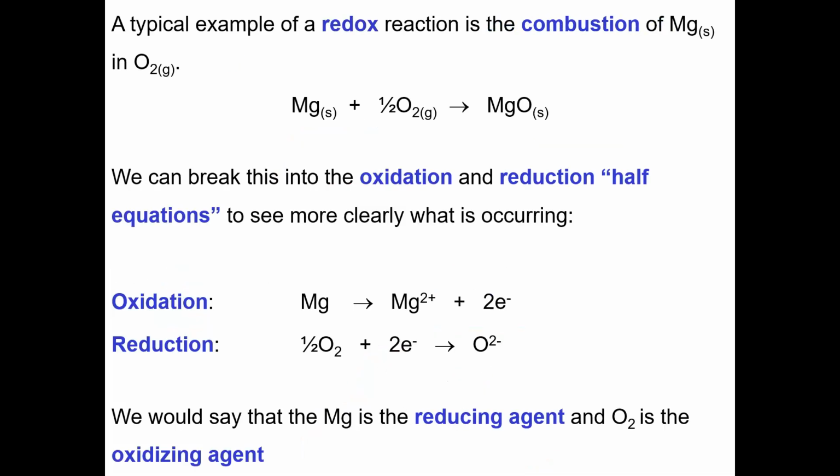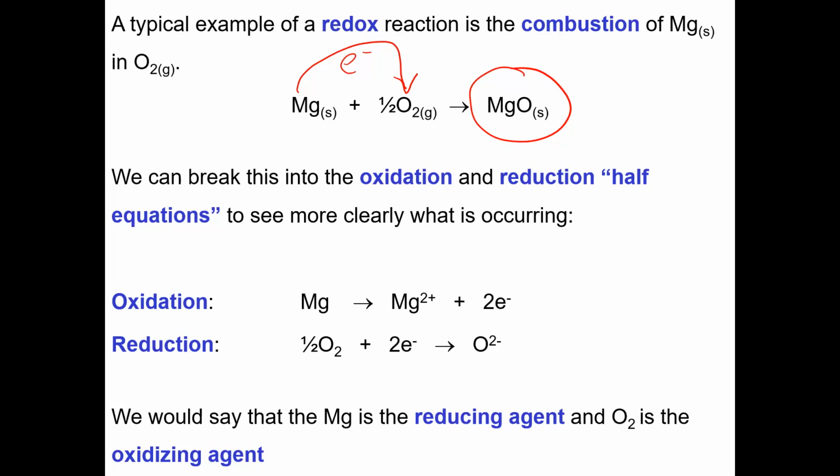So a typical example of a redox reaction is when a metal, which likes to lose electrons, reacts with a non-metal, which likes to gain electrons. So if we consider the combustion of magnesium in oxygen, what we would expect to happen is electrons would move from the magnesium to the oxygen. Now this is going to result in the formation of a cation from the magnesium and an anion from the oxygen, and they'll be attracted to one another and form an ionic compound.